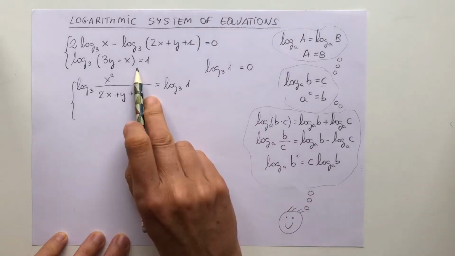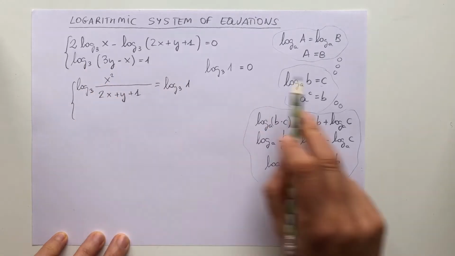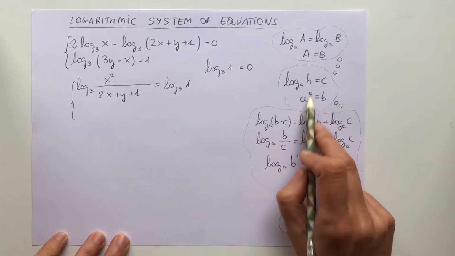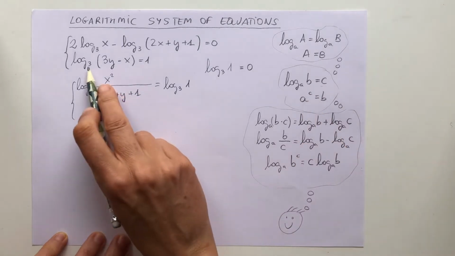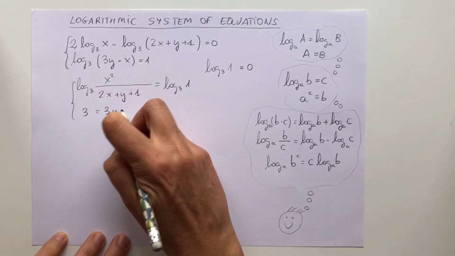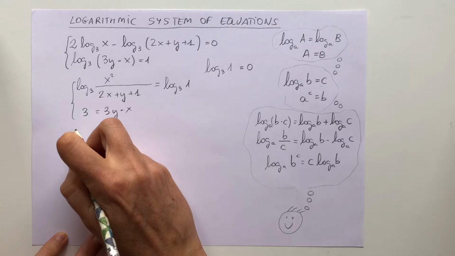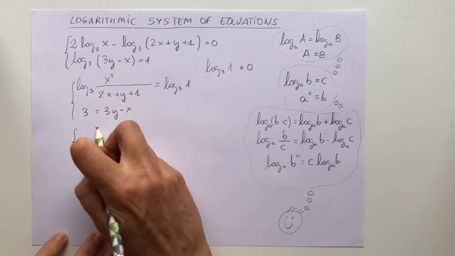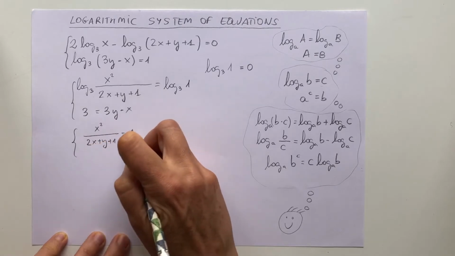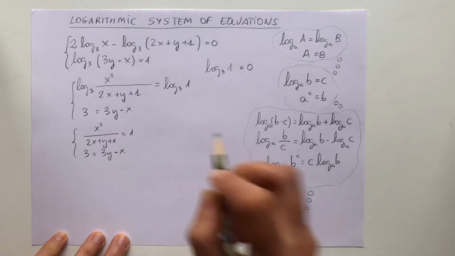All right, let's work on this. Here I have just one logarithm and the result, so applying the definition and transforming this into a power, I can get rid of the logarithm. So let's do it. It would be 3 to the power of 1, that is 3, equals this. In another step, I can get rid of these logarithms. So x squared over 2x plus y plus 1 would be 1. And then 3 equals 3y minus x.